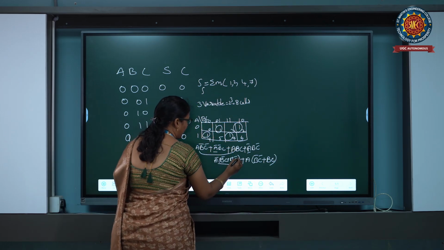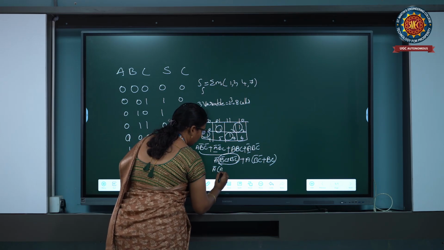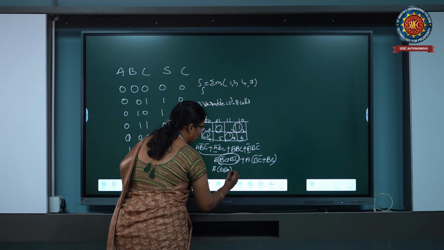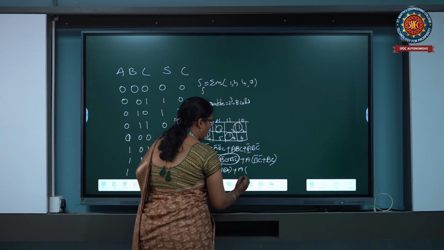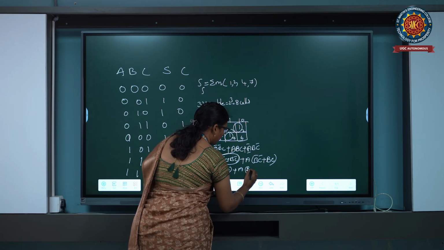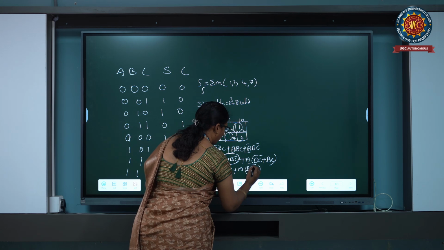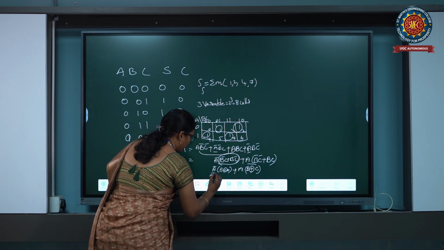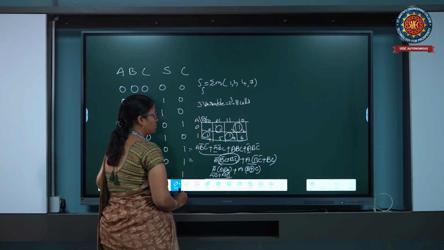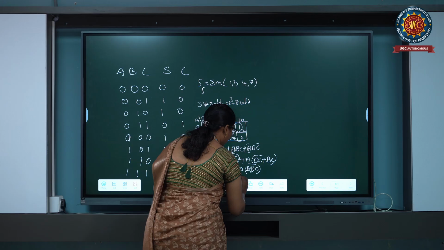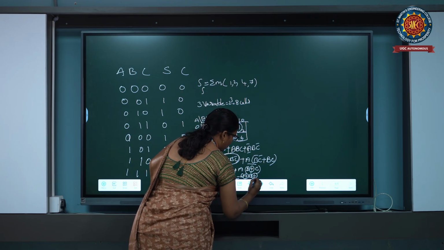This is nothing but the expression of the XOR gate, A bar times B XOR C, plus A. This is nothing but the expression of the XNOR gate. We can write this as B XOR C whole bar. This looks like A bar B plus A B bar, which is nothing but the expression of the XOR gate. So, the expression we got for the sum is A XOR B XOR C.